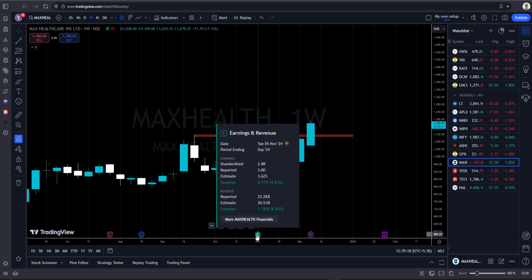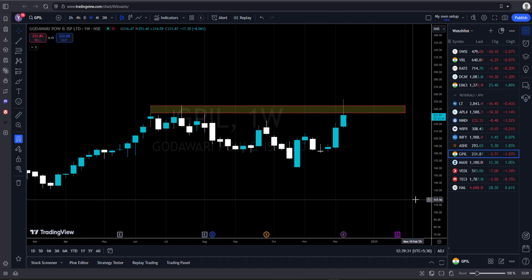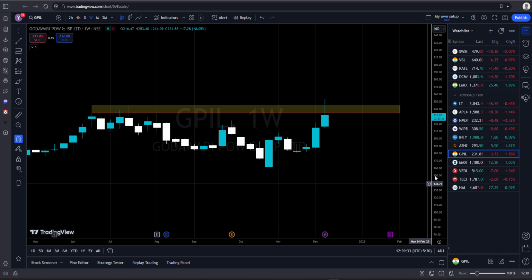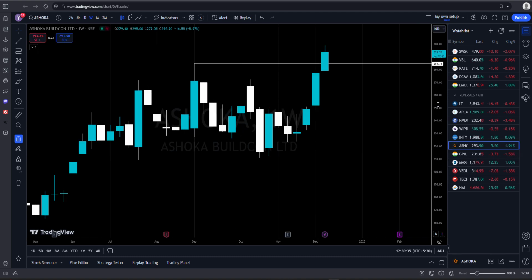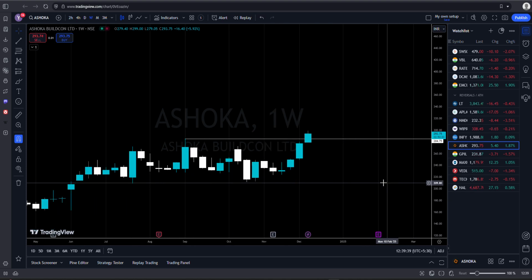See, Max Health, they have given a report, 1.75 additional billion dollars, more than the estimate. More than the estimate it has given as a revenue. It is a surprise, clear cut surprise. GPIL, there is no earnings report given till now. Okay, awesome. Ashoka Buildcon, I got it today. Actually, everything I got it today morning, but right now it is not shown in the scanner. I don't know why, because it is not yet to make a breakout.